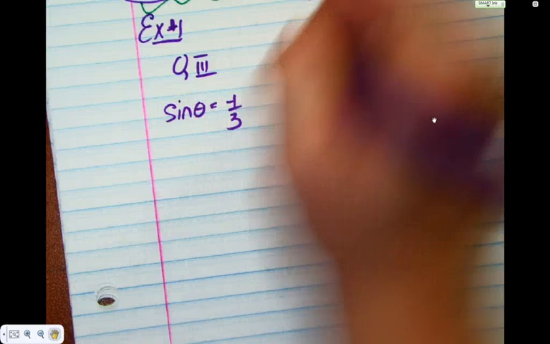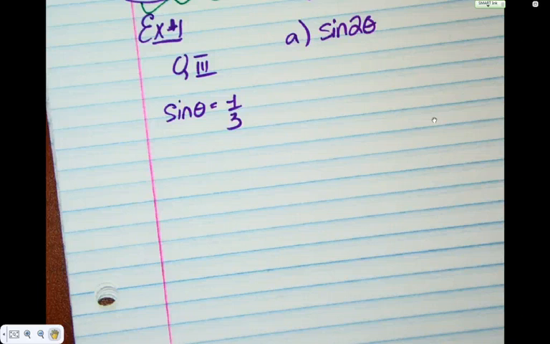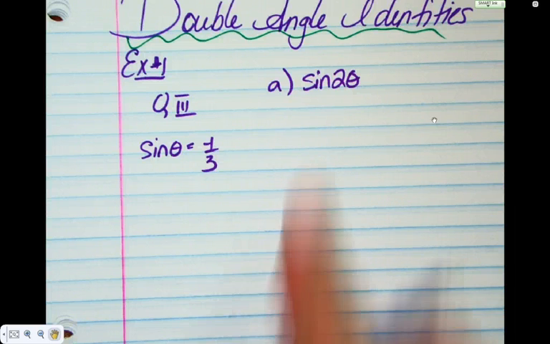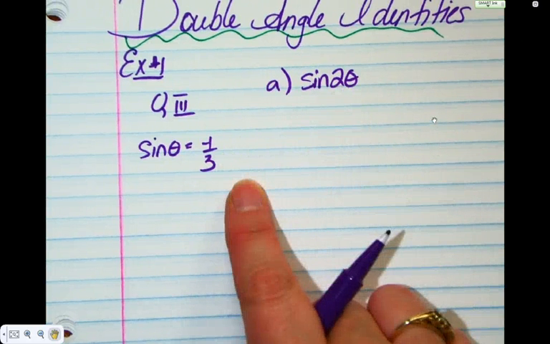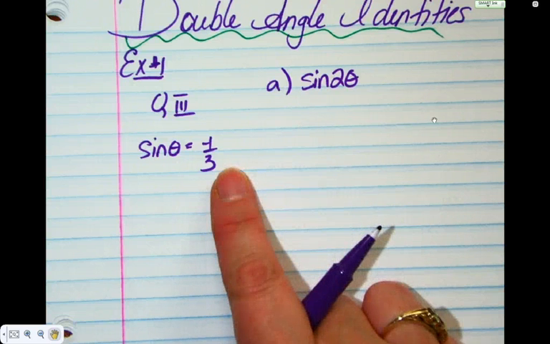Okay, so example number 1. We're given Q3, that's probably important for something. We're given sine of theta. And the first one we want is sine 2 theta. Common mistake, people are just going to take this fraction and times by 2. Well, if I times by 2, isn't that sine 2 theta? No, what does it equal if I times by 2? It equals 2 sine theta.